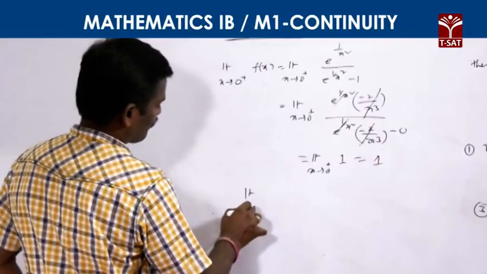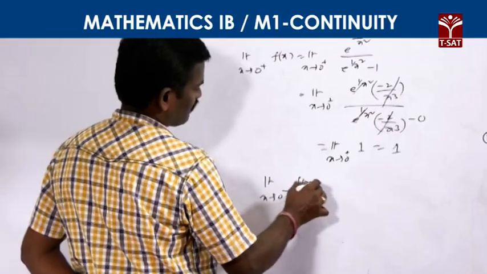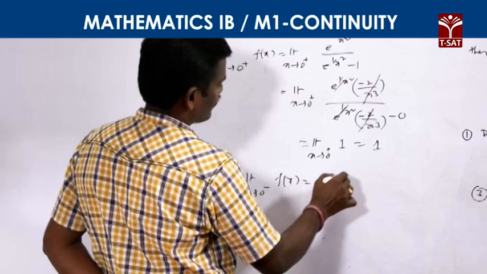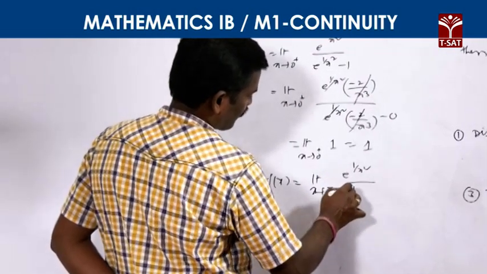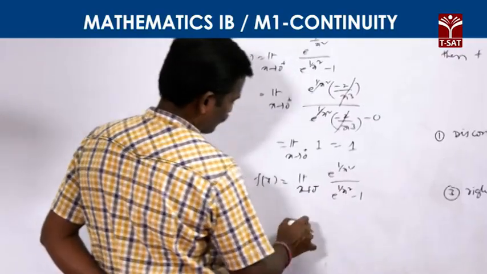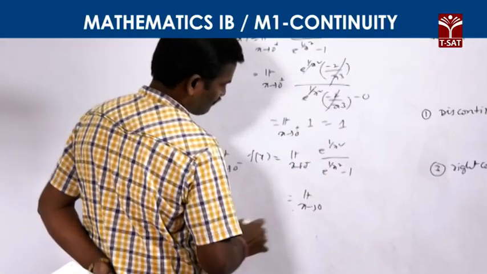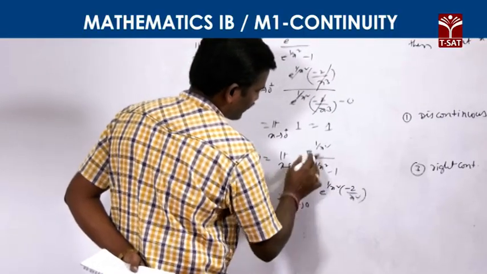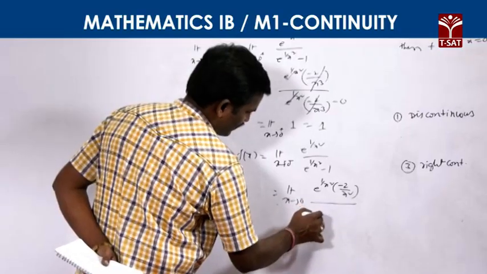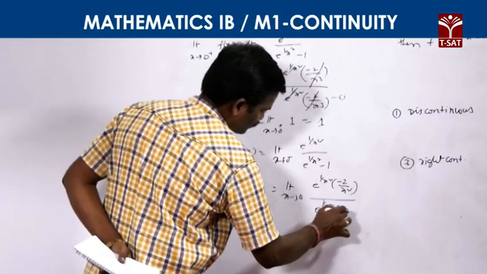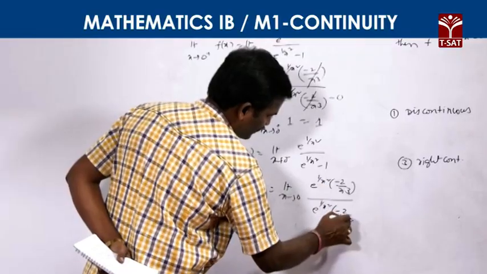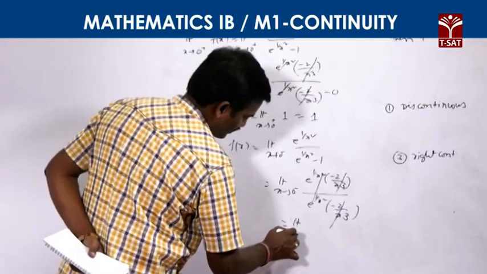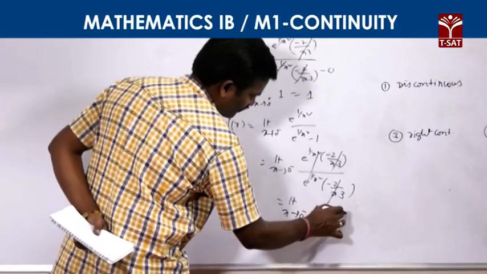Next, the limit as x tends to 0 minus, the left hand limit of f of x. What is f of x? e power 1 by x square by e power 1 by x square minus 1. Here also the same L'Hospital rule applies. So e power 1 by x square as it is, times minus 2 by x cube, the derivative of 1 by x square, and again e power 1 by x square times minus 2 by x cube. So this cancels, this also cancels. So at both 0 minus and 0 plus, you are getting only the constant, 1.